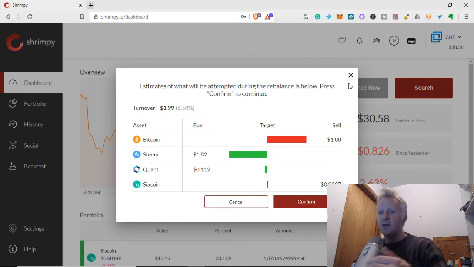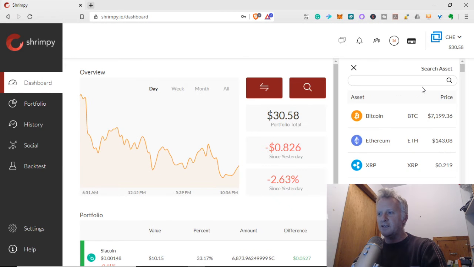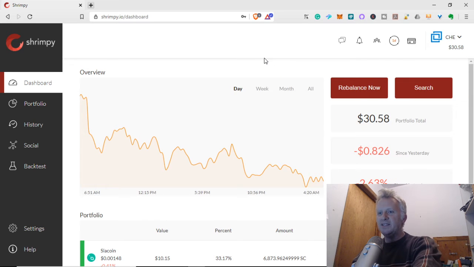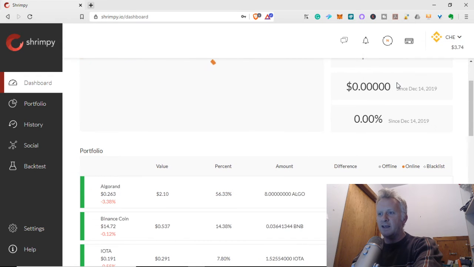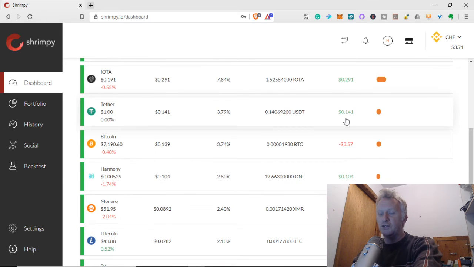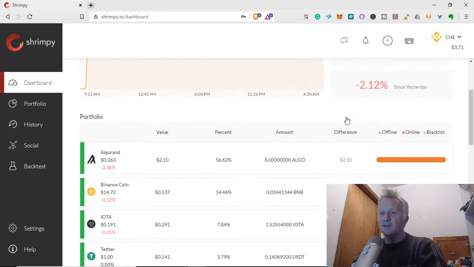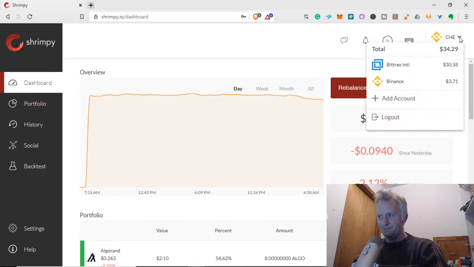You can do the requirement here, and you can search. I never tried this search, but if you want to add a new asset, you can search here in the box. So I'm just going to click here. Basically, that's the main dashboard, and you can switch. If I go to Binance, you can monitor what I have on Binance, but I have such low liquidity, it is dust. So I can't do anything on Binance right now. So let's go back to Bittrex International.